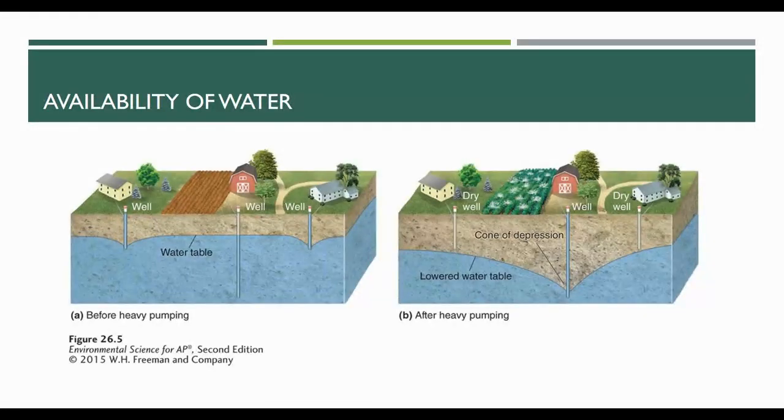So in figure 26.5a, you can see what the area looked like before heavy pumping. We've got 3 wells in this area, and you can see where the water table line is. After heavy pumping in 26.5b, you can see that the water table has lowered. 2 of the wells no longer have access to water, and we have that cone of depression around the well in the center.